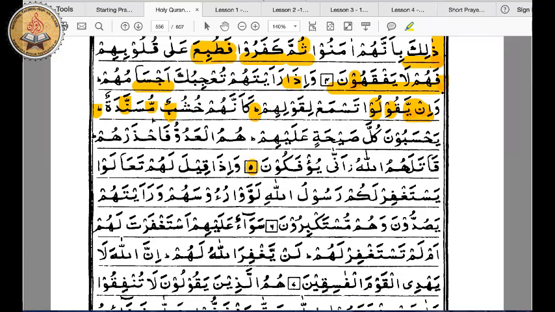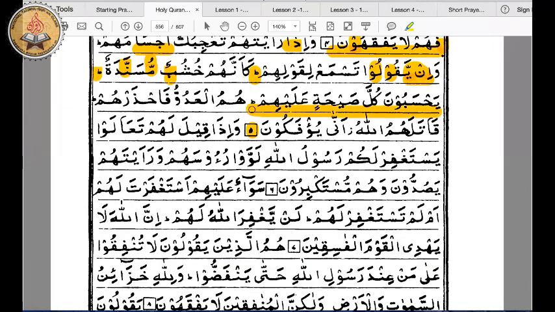And exactly the same when you join the sin with the noon mushaddad. So khushubum musannada. خشب مسندة. Almost there, you read the stroke incorrect here. So khushubum musannada. خشب مسندة. Yeah, very good. And the next line, please.